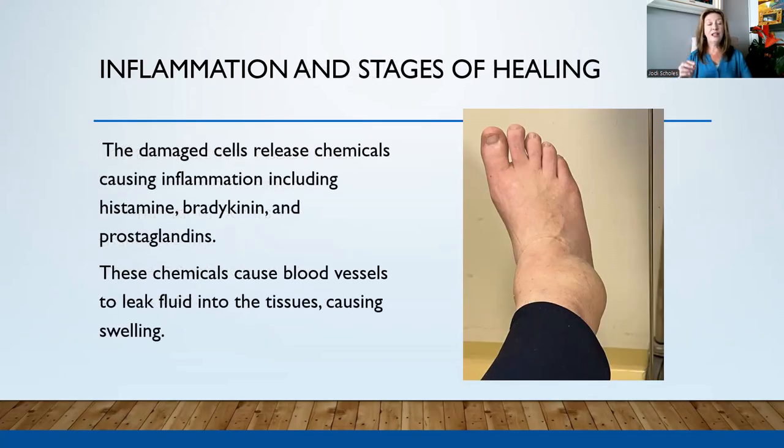Let's stay with the stages of healing. These damaged cells, so these hyperextended tendons and ligaments on the lateral aspect of the foot, the lateral aspect of the ankle, were damaged. They were overstretched. And those damaged cells released a chemical, mostly histamine, but sometimes those other ones too. I'm not as familiar with those other two. But it causes inflammation.